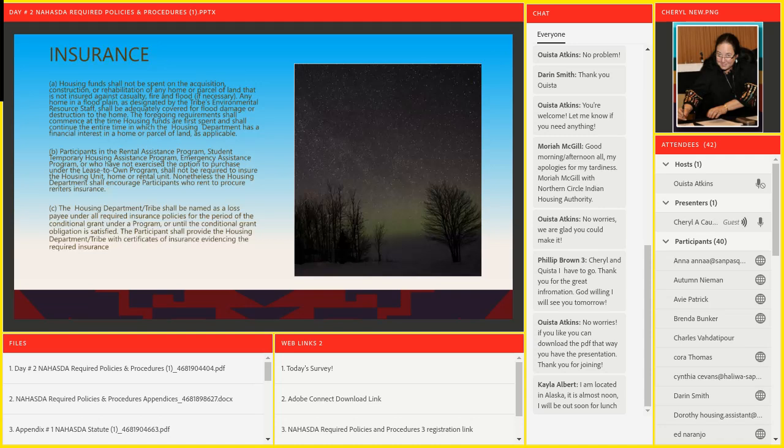Insurance. Housing funds shall not be spent on the acquisition, construction, or rehab of any home or parcel of land that is not insured against casualty, fire, and flood if necessary. Any home in a floodplain as designated by the tribe's environmental resource staff shall be adequately covered for flood damage or destruction of the home. The foregoing requirements shall commence at the time housing funds are first spent and shall continue the entire time in which the housing department has a financial interest in a home or parcel of land, as applicable.